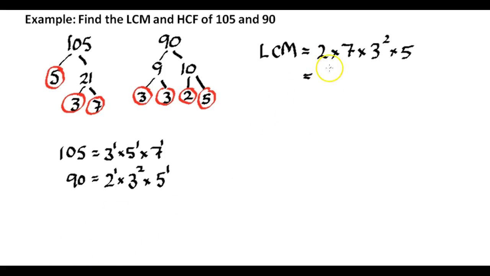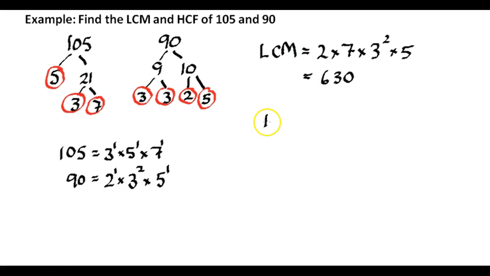So let's have a look at what the answer is. 3 squared is 9, 9 times 5 is 45, 45 times 2 is 90, and 90 times 7 is 630. Pause this and check that on your calculator if you wish.